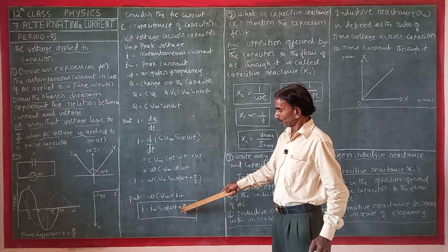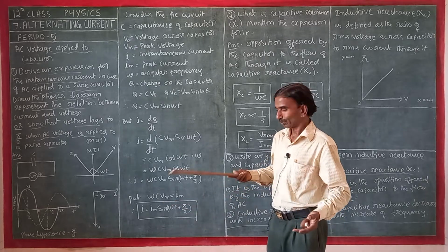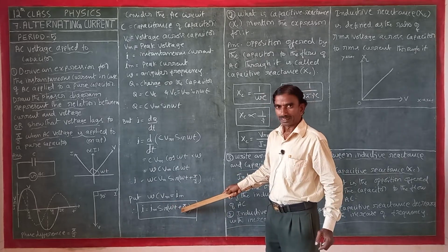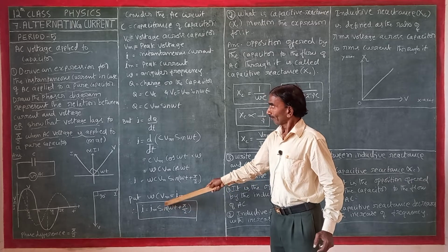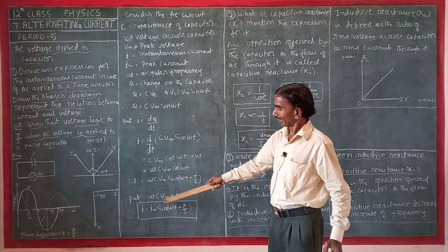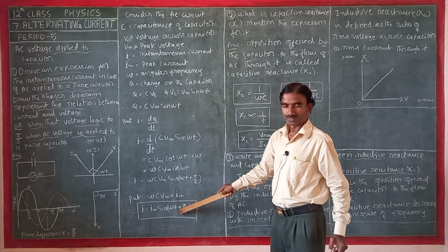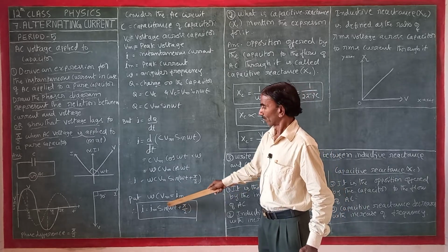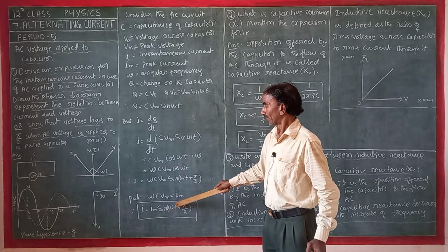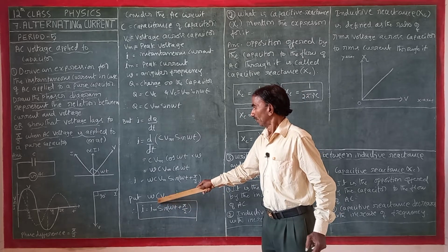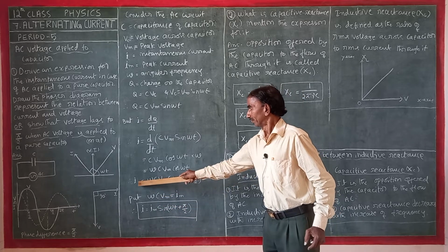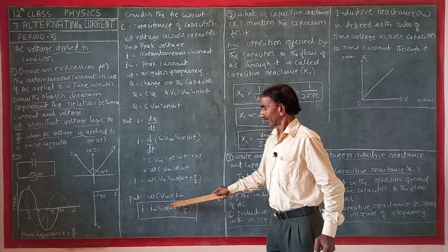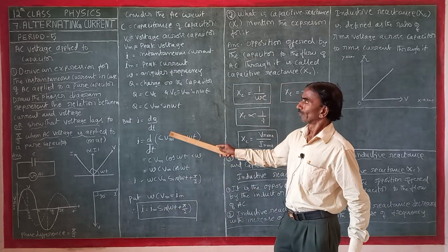That plus pi by 2 means the current leads. That is, the current leads the voltage by pi by 2, so the voltage lags the current by pi by 2. Here the voltage is V equals Vm sin omega t, and the current is I equals Im sin(omega t plus pi by 2).